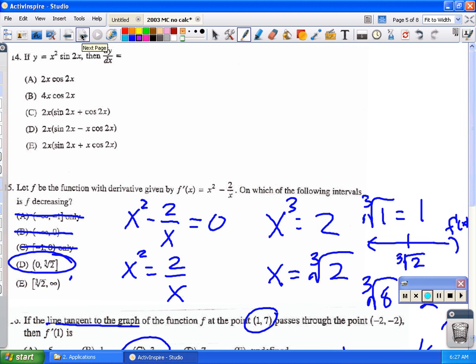Number 14, they ask us to find the derivative. Please be careful. It is a product. So we have the first times the derivative of the second. We're going to use the chain rule here. The derivative of sine is cosine of the angle multiplied by the derivative of the angle. And the derivative of the angle is 2. Okay, so that was first, times the derivative of the second, plus the second, which is sine 2x, times the derivative of the first.